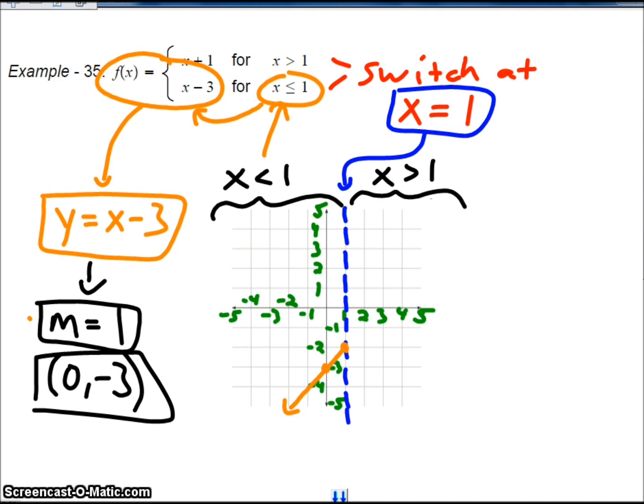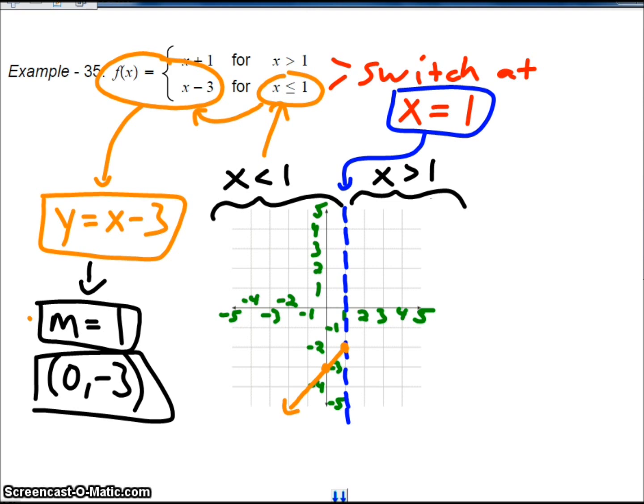But what you need to be careful about is that you don't go past that invisible barrier, right? That vertical blue line is an impassable barrier for this graph. The graph should not pass that vertical blue line. It has to be in just the region on the left-hand side. So only where x is less than 1 are we allowed to have this equation y equals x minus 3. We can't go past the vertical line. All right, so that's the graph on the left-hand side of that vertical line.